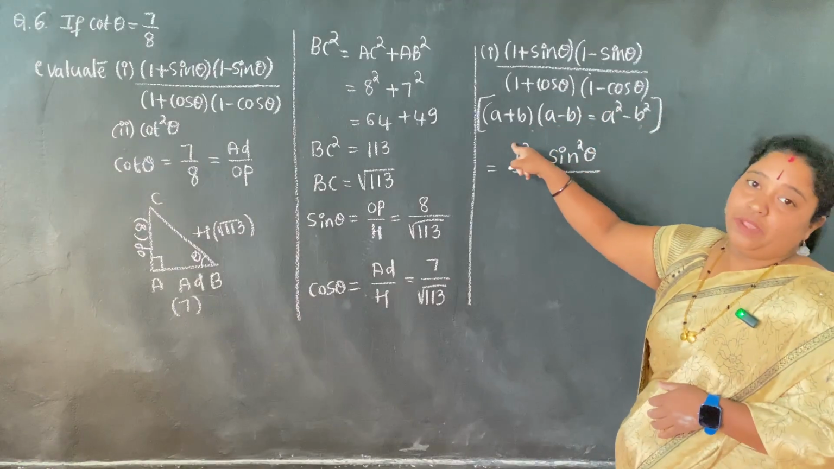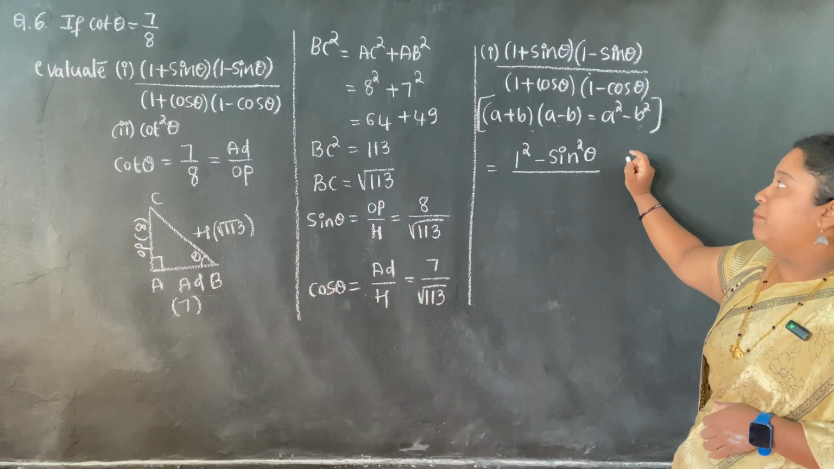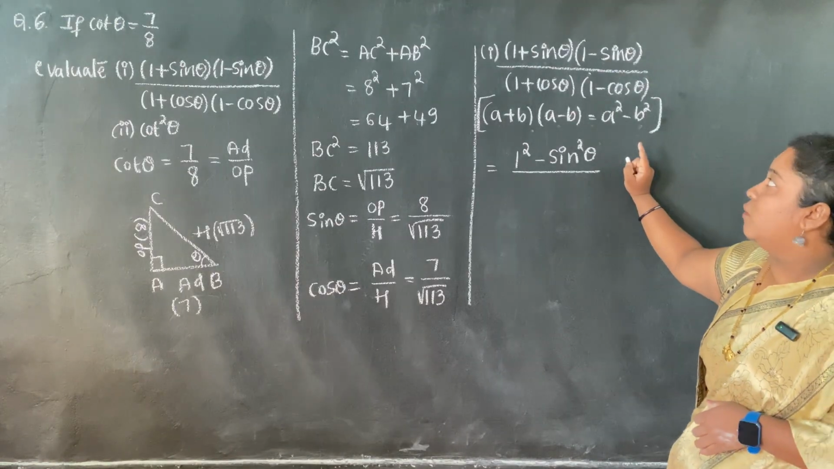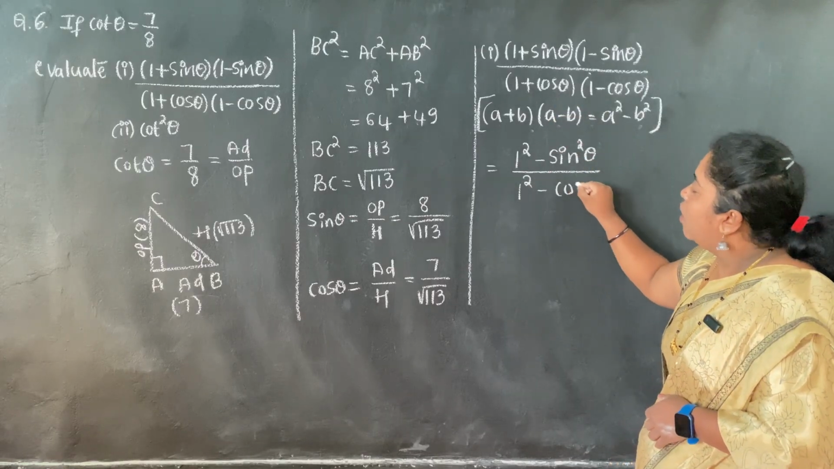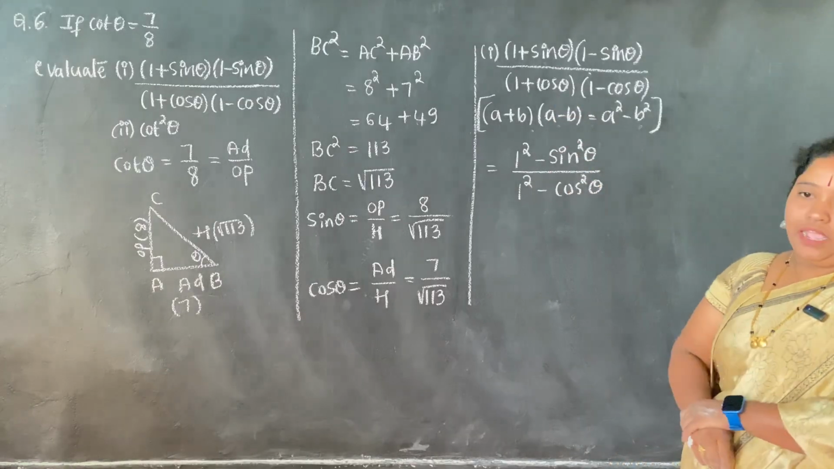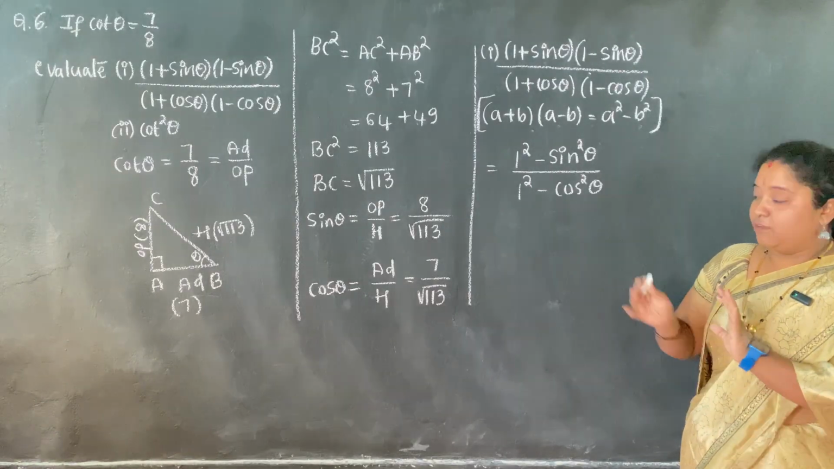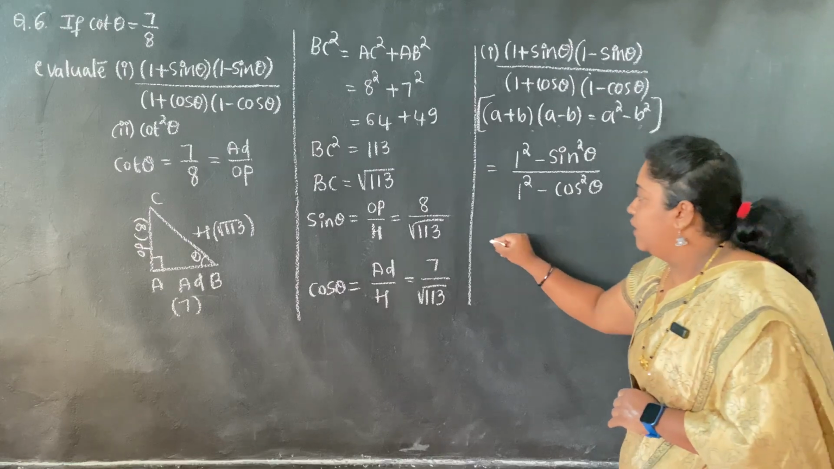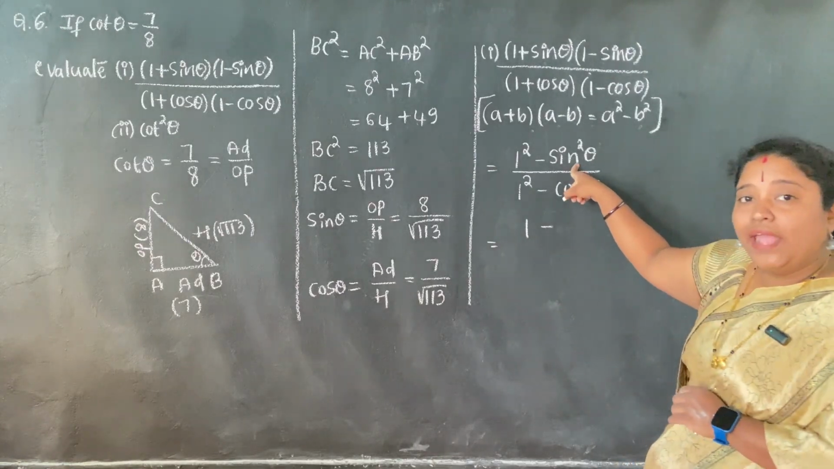Again it is with respect to a plus b into a minus b, right? So a plus b into a minus b is equal to a square minus b square. That is with respect to 1 square minus cos square theta. Okay, 1 square minus cos square theta. Now we'll substitute the values. Now 1 square will be 1 minus sine square theta.